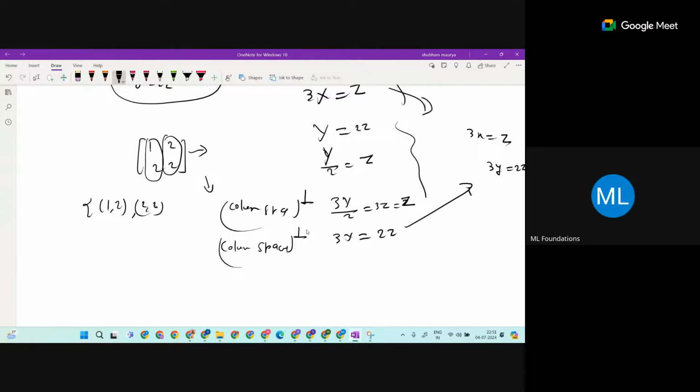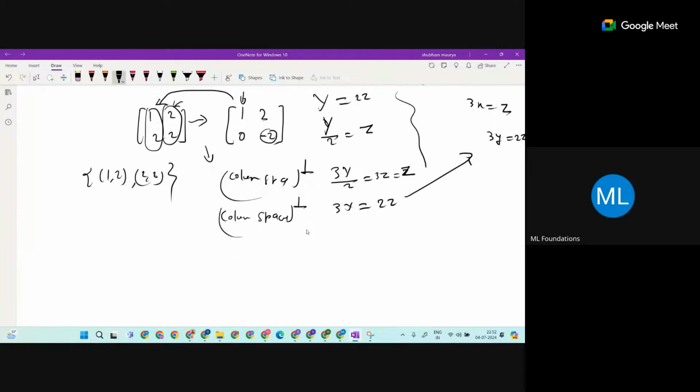Because if we do the reduced row echelon form, this is 1, 2, and this is 0, -2 you will get. That means this column here is actually going to be basis, and here is also going to be a pivot. So this column is also going to be basis. So this is going to be your basis. And now find the orthogonal of this. What is the orthogonal of this? Orthogonal is going to be what in this case? The 0 only. Because what is going to be orthogonal of these two?